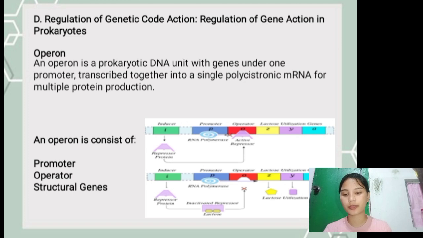Second is the operator, a DNA sequence adjacent to the promoter acting as a switch. Regulatory proteins bind here to control transcription.